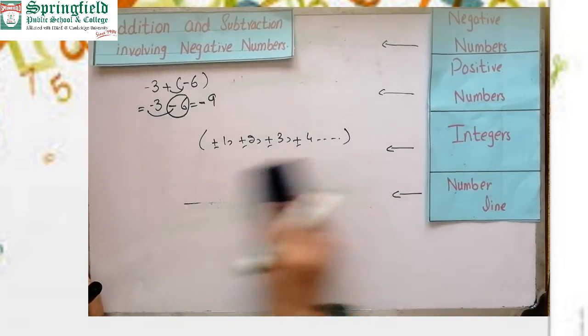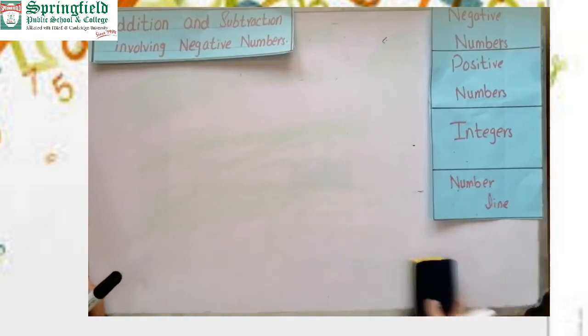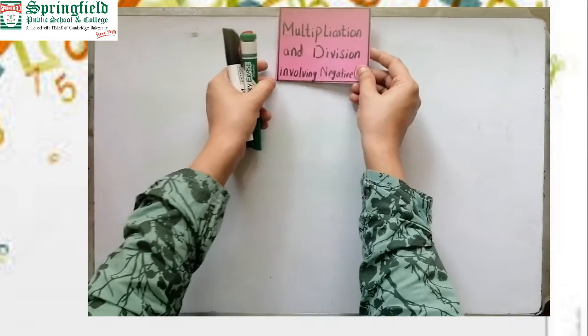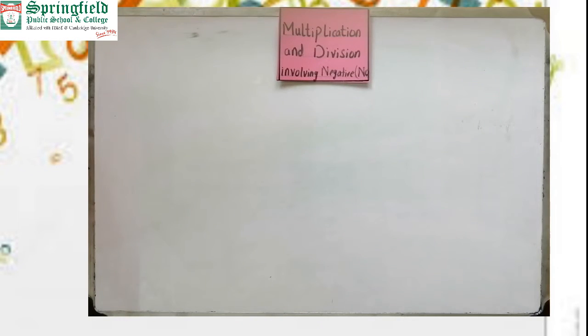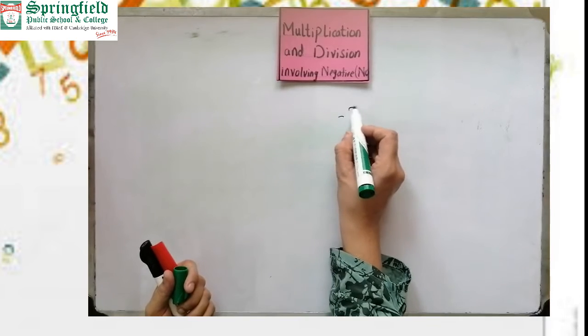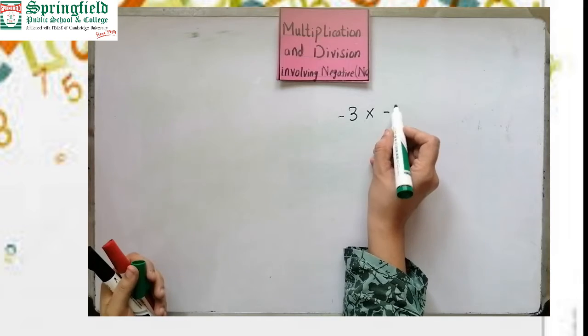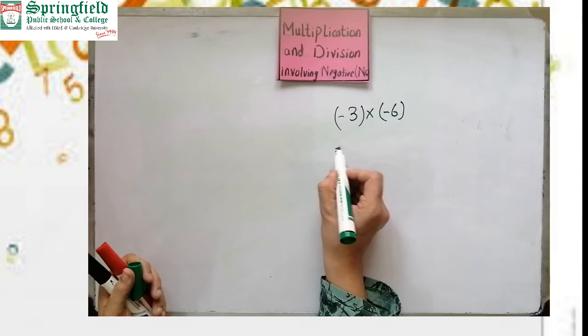Okay. Now after the prior knowledge, come to the new topic. Today I will tell you about multiplication and division involving negative numbers. That is, how we can multiply and divide two or more negative numbers. Fine. Okay, let there be two numbers, -3 and the second number -6. So there are two negative numbers and they are multiplied. So what will be the answer?